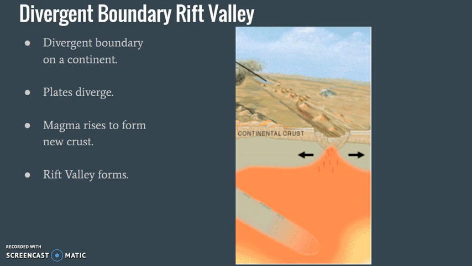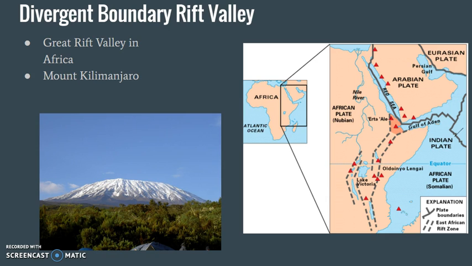All right, where does this happen on Earth? The best example is the Great Rift Valley in Africa. Right here, these plates are separating, and all these volcanoes around here are the result of this Rift Valley and the divergent boundary. The most famous one is Mount Kilimanjaro right here in Africa. It's actually the highest mountain in Africa. You can see, even though it's in Africa, it's so high that it can have snow on it. And this is a divergent boundary on land.